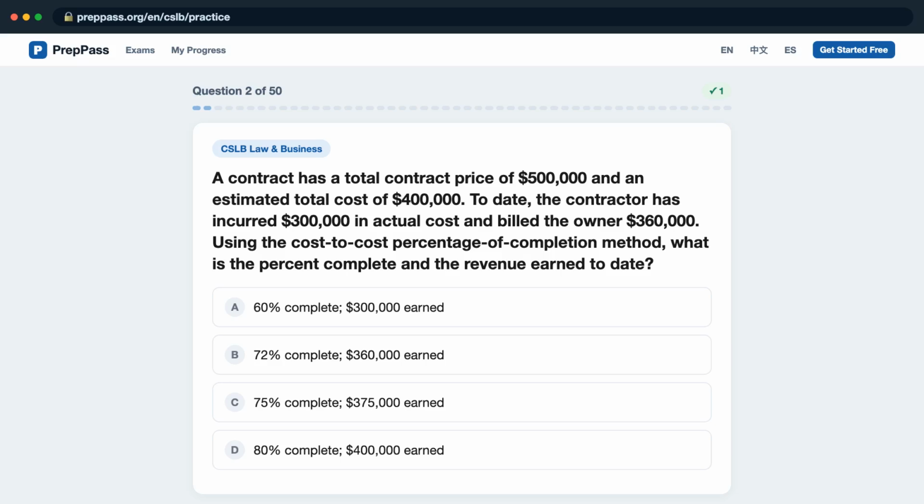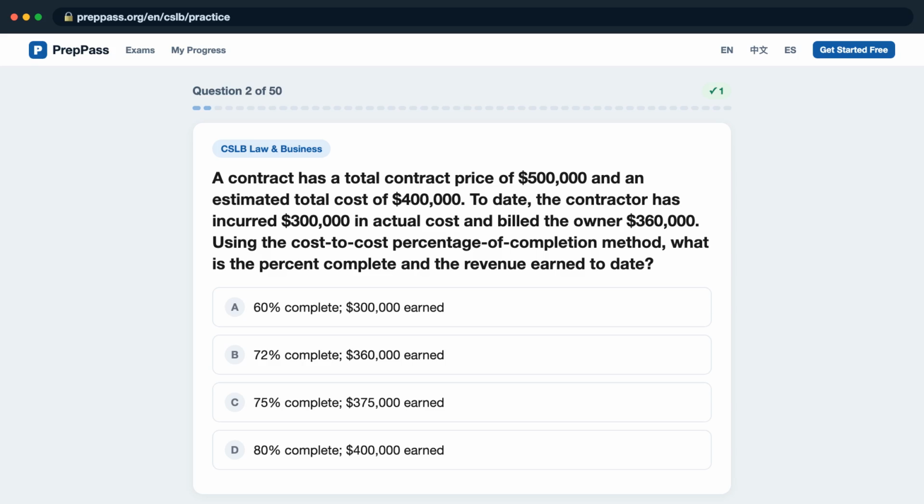Question 2. A contract has a total contract price of $500,000 and an estimated total cost of $400,000. To date, the contractor has incurred $300,000 in actual cost and billed the owner $360,000. Using the cost-to-cost percentage of completion method, what is the percent complete and the revenue earned to date?